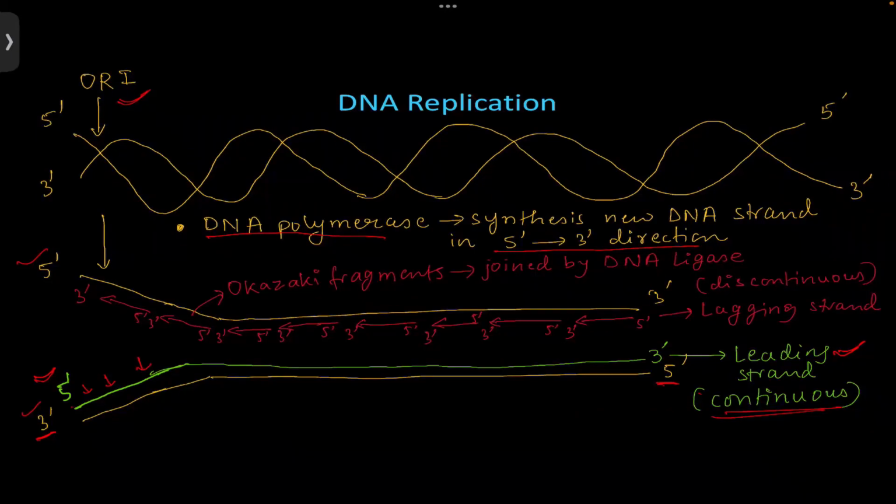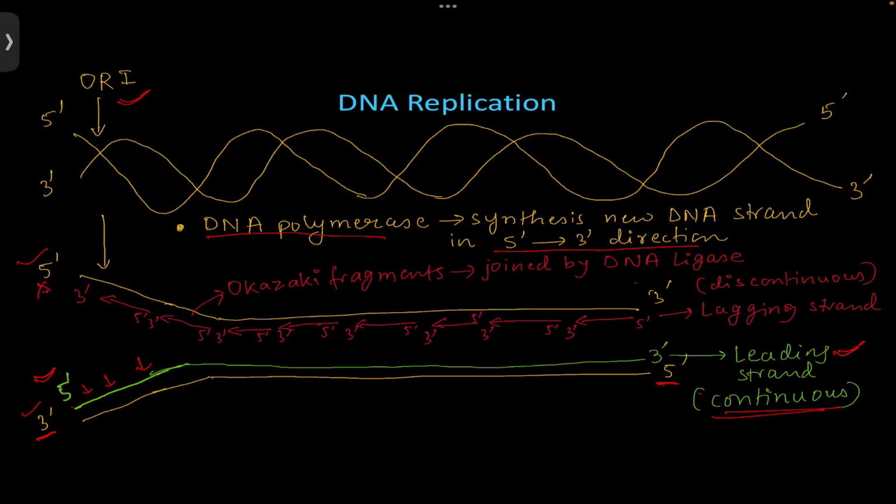But the situation becomes more difficult for the template which is running from 5' end to 3' end. Here, the synthesis cannot begin at this point, because we have to maintain the anti-parallel manner of the DNA molecule. The DNA strands are anti-parallel in nature.